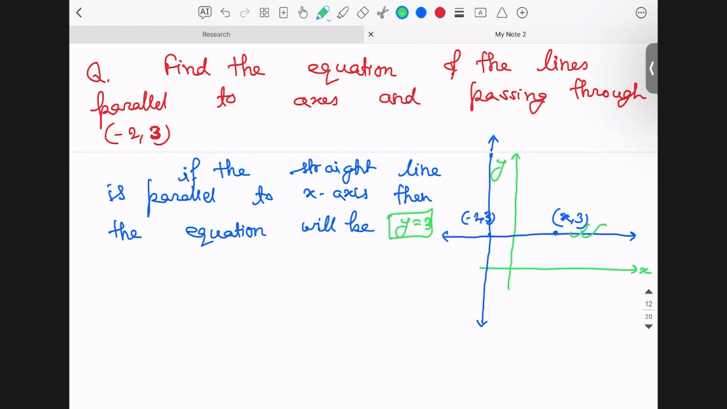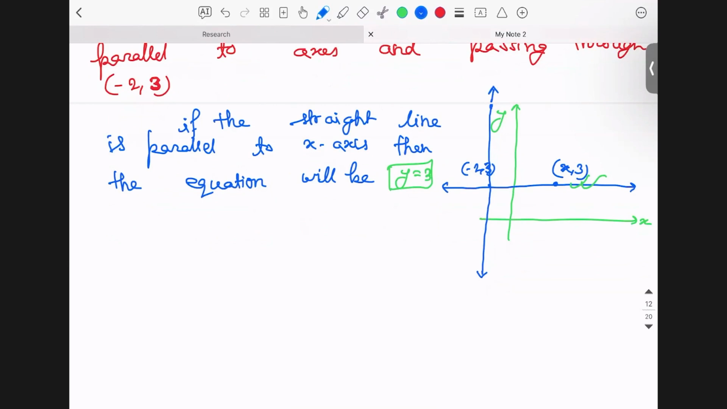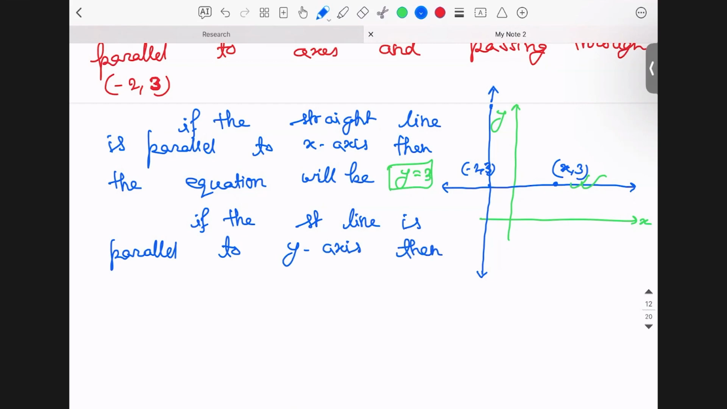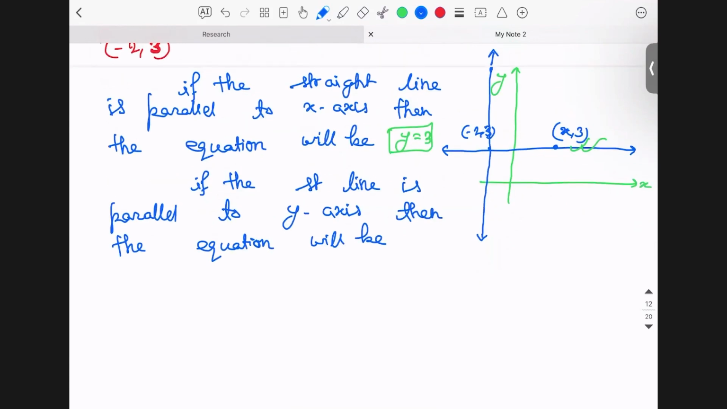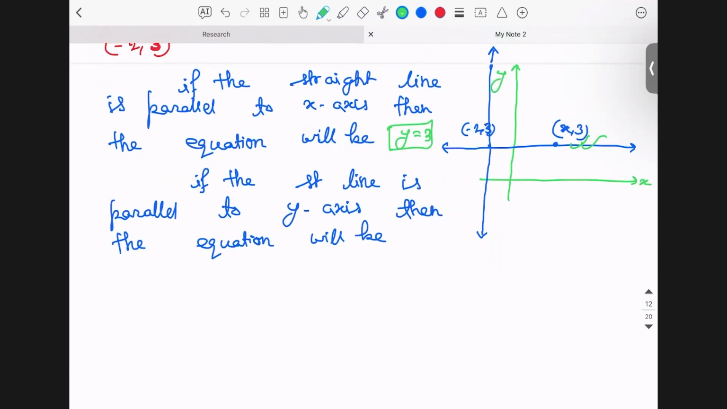Now if the straight line is parallel to y axis, then the equation will be x equals to minus 2.